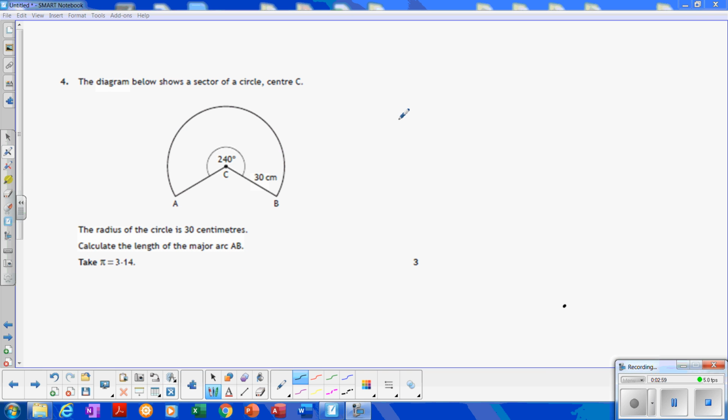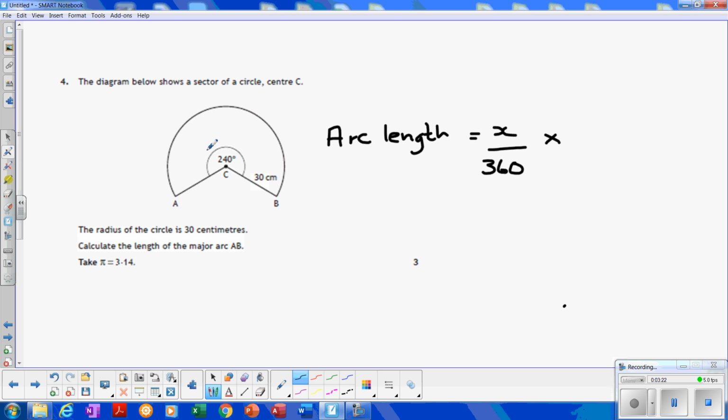The diagram shows a sector of a circle centre C. The radius of the circle is 30. Calculate the length of the major arc AB. So major arc is this big arc round here. So arc length is equal to the angle, which is x just now, divided by 360. This gives us the fraction of the circle, multiplied by, it's an arc length, so it's part of the circumference, so it's multiplied by pi times d.